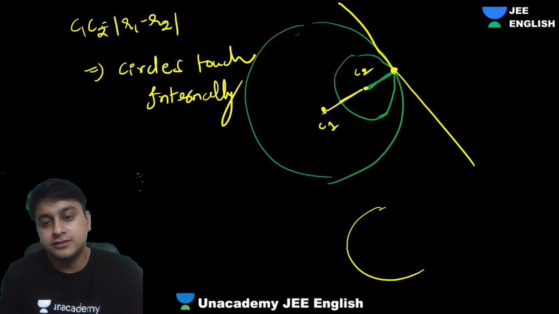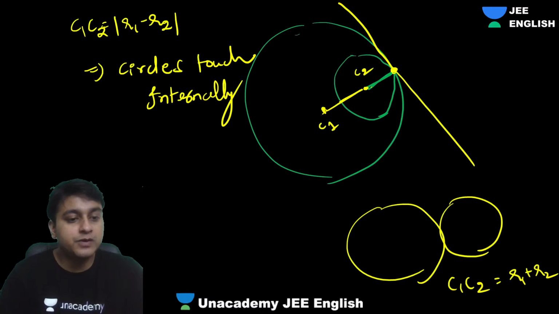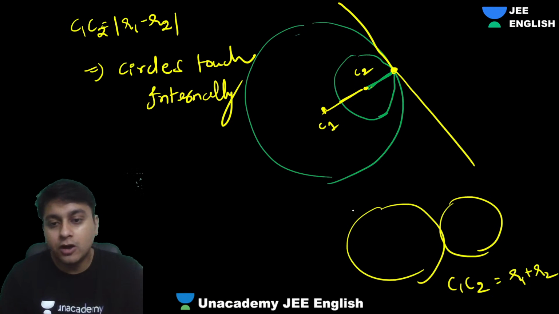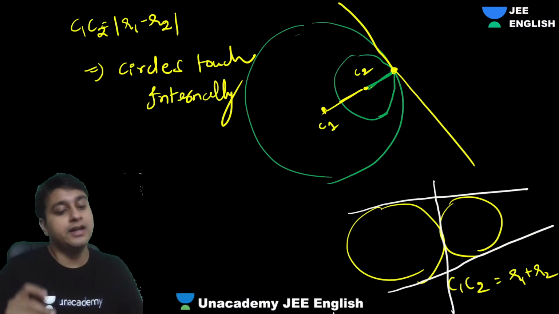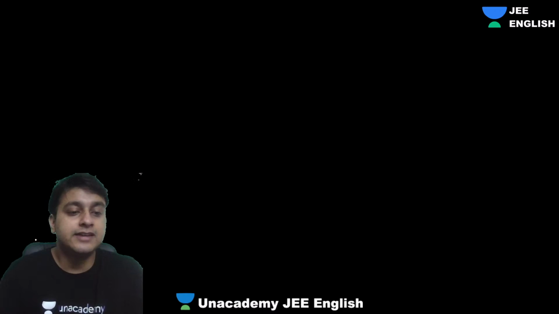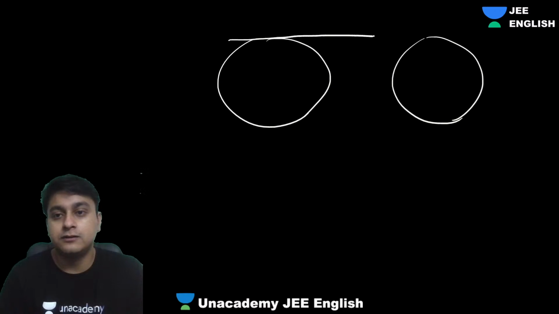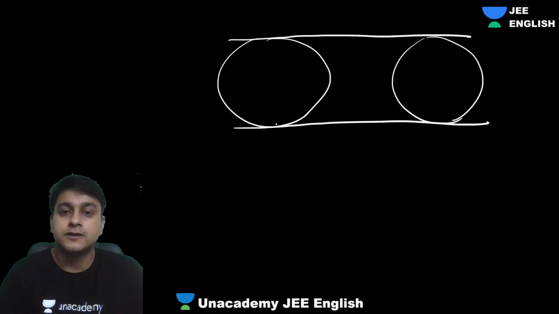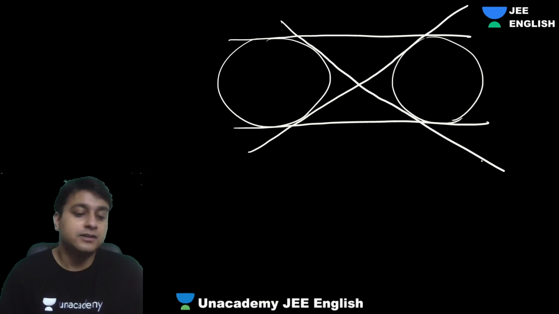When they are touching externally, we get C1C2 equals R1 plus R2. In this scenario, how many common tangents do we get? You'll get 3: 1, 2, 3. Maximum we can get 4, when they are not touching externally and not intersecting, like this one: 1, 2, 3, 4. Okay.